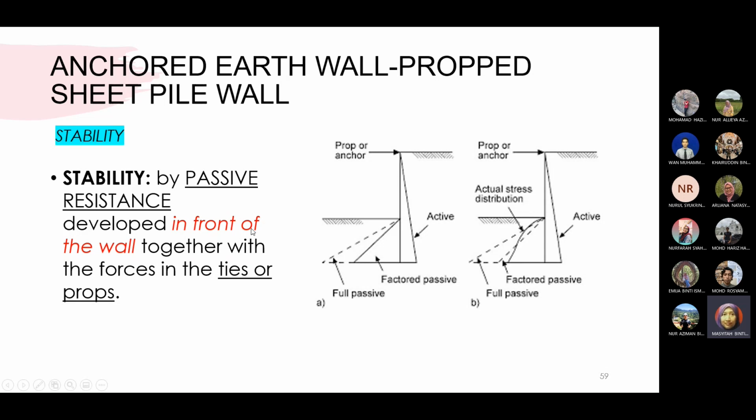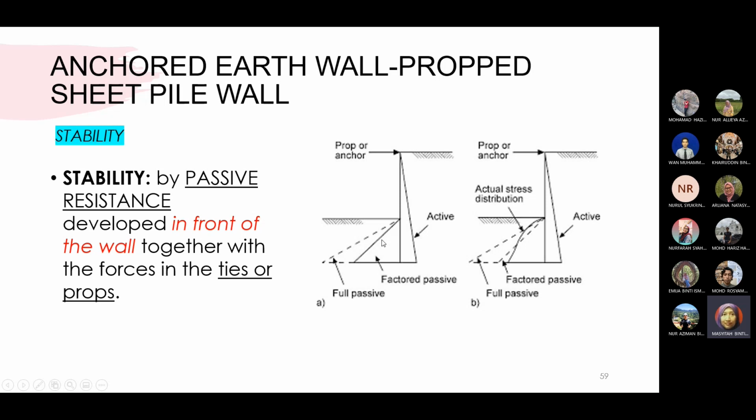But for this course, it does not extend to calculating or determining the stability by checking the FOS, by the passive resistance developed in front of the wall together with the forces in the ties of the prop. So if you have a prop or anchor on top of this retaining wall, and we have this pressure diagram, because there is backfilling behind the retaining wall, in front of the wall we still have excavated soil.